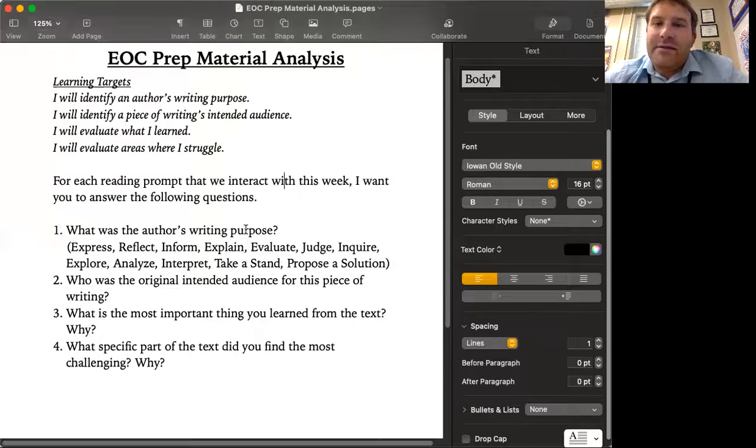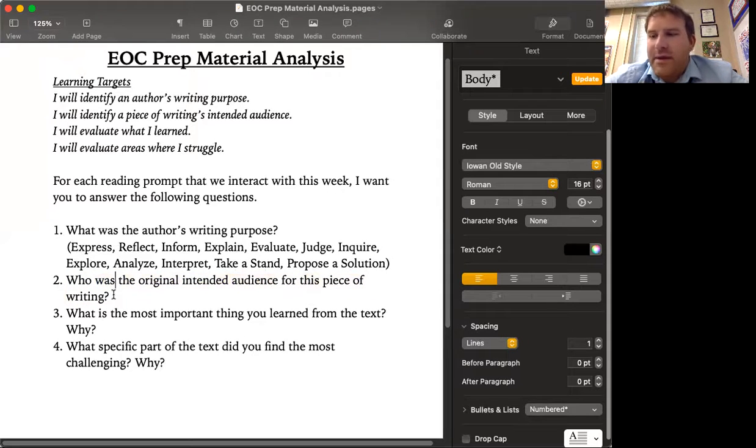So that is the EOC prep material analysis. Just make sure you get that done by Sunday. This is the more important of the assignments. It actually requires you to think, because that is the bigger purpose of English class. It's the thing I don't like about standardized tests is they don't really make you think. They fill you up and make you think that you're thinking, but it's not actually requiring deeper thought in order to accomplish it.